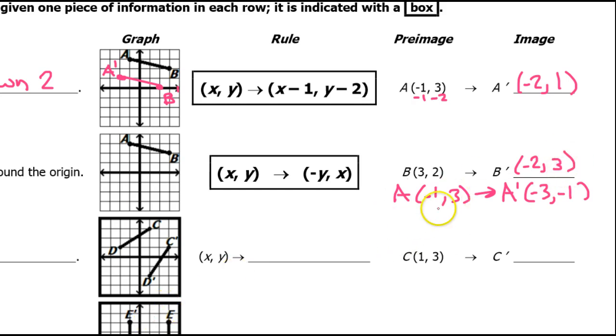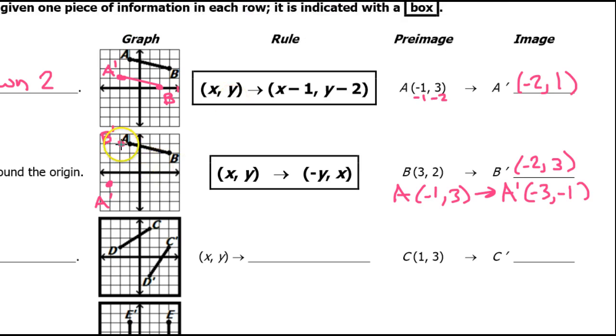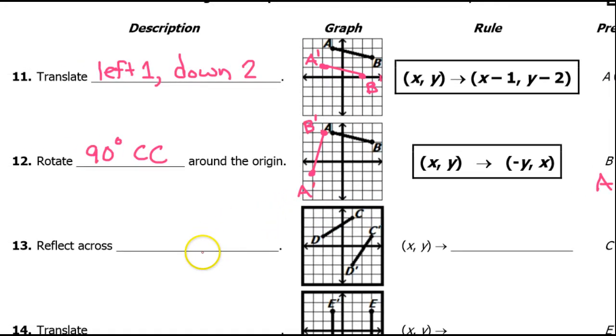Okay, so these are the points that we are going to plot. So A prime is negative 3, negative 1, and B prime is negative 2, 3. All right, so here's my A prime and my B prime. And that's it. That's how you do number 12.